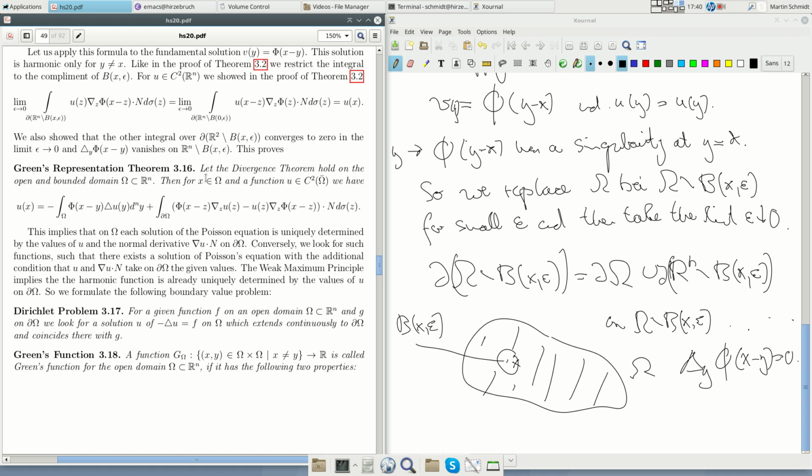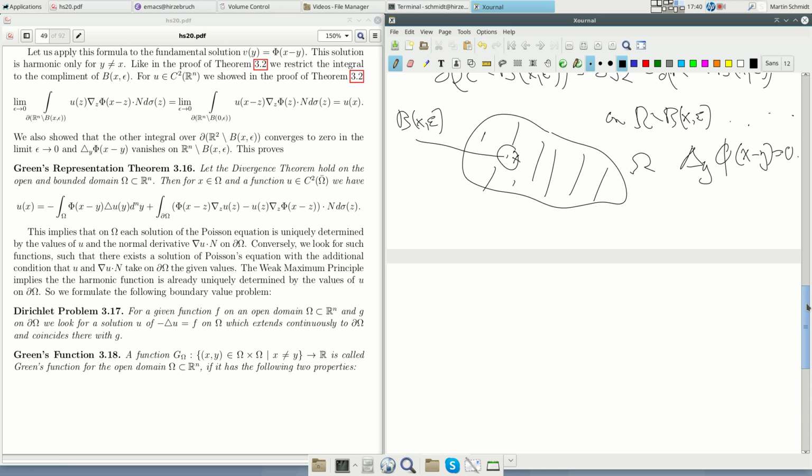So the assumption is u is a function twice continuously differentiable on the closure of omega in the sense which I mentioned before. Omega is bounded and open, and the divergence theorem should hold for omega. And then we have this formula.